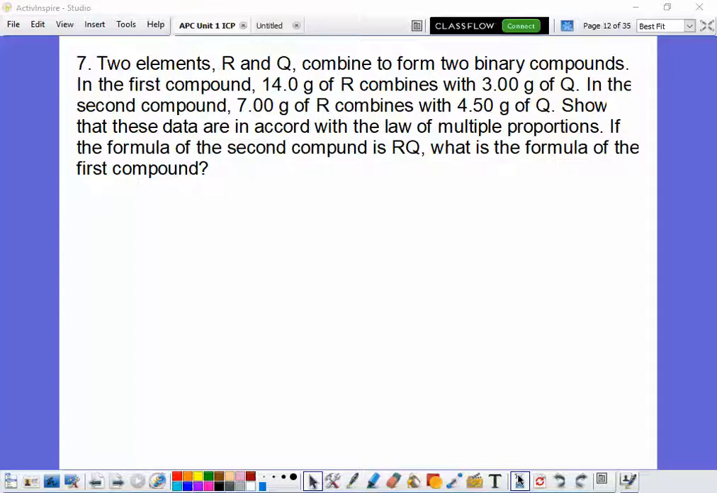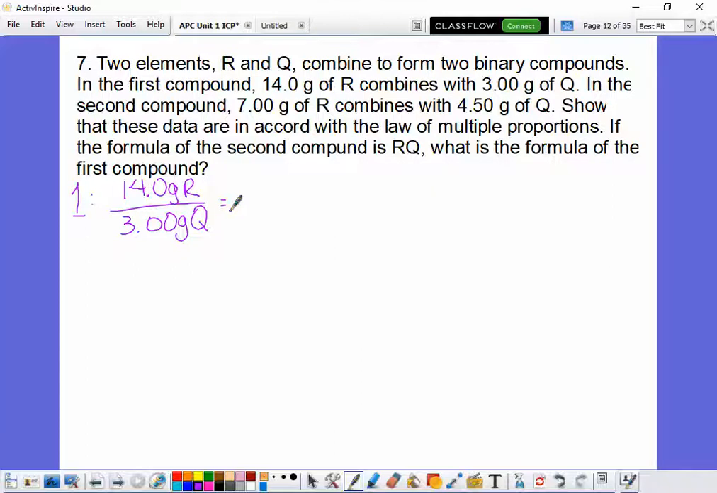So let's just look at the data for the two compounds. Let's look at the ratio of R to Q for each compound. What's one way we can write a ratio? A fraction. So let's write it as a fraction. So for compound 1, let's write a fraction of the mass of R over the mass of grams Q. All right, so go ahead and calculate that. Go ahead and reduce that fraction down.